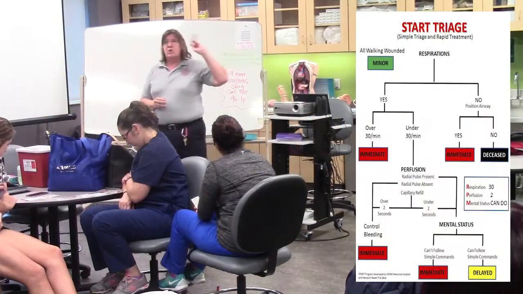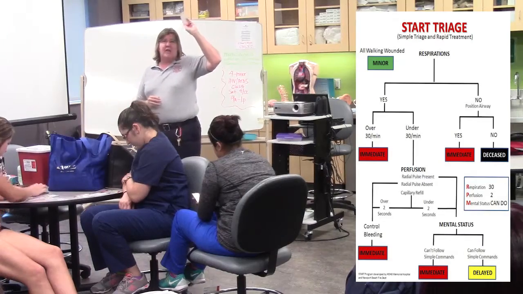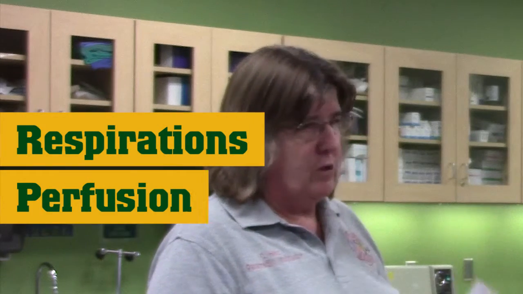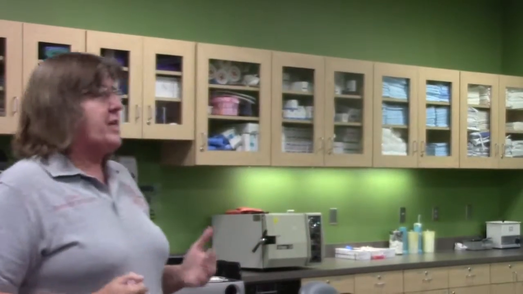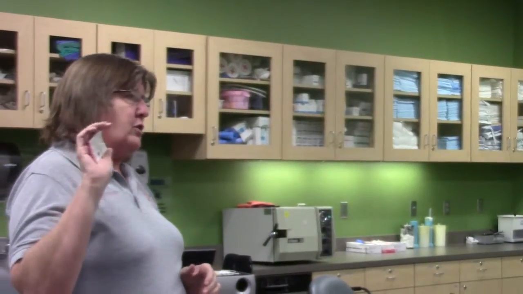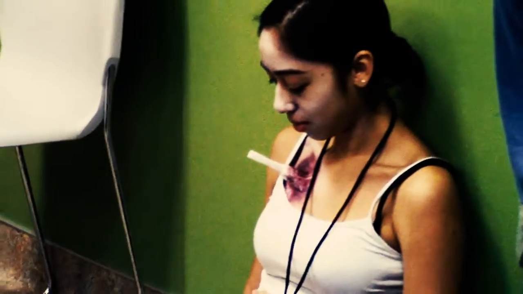So if you look at your START, and this may be a little confusing, we actually look at three things: RPM, respirations, perfusion, and mental status. A mass casualty incident is when we would institute this, and a mass casualty incident could be as few as 5 patients and as many as thousands.